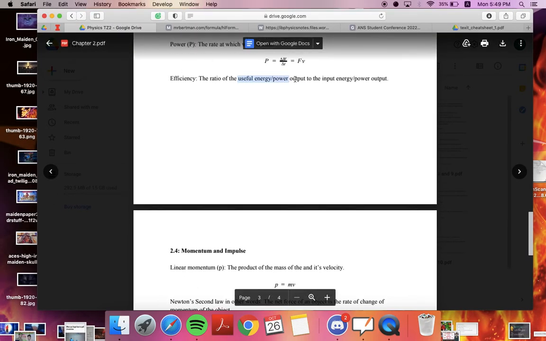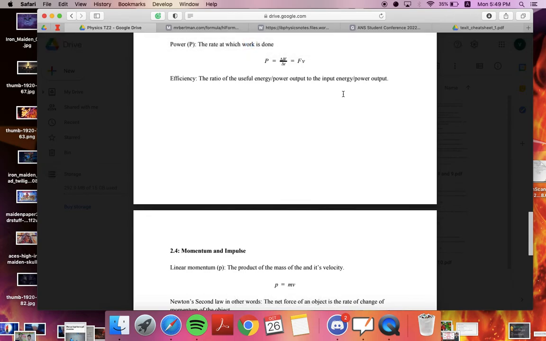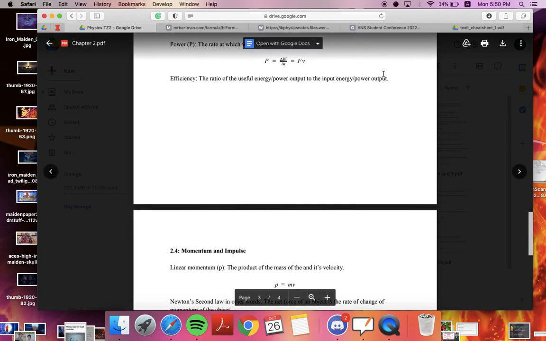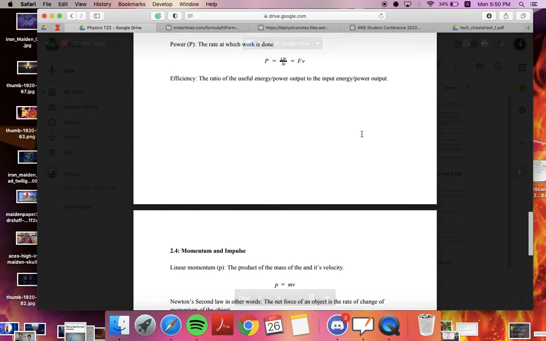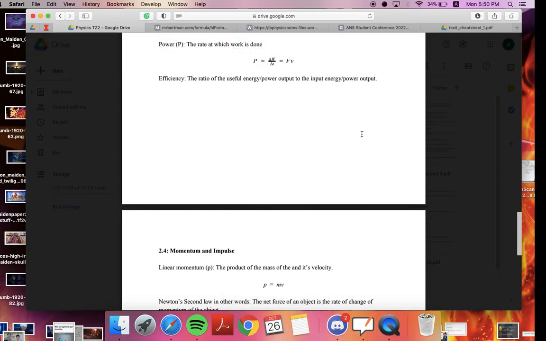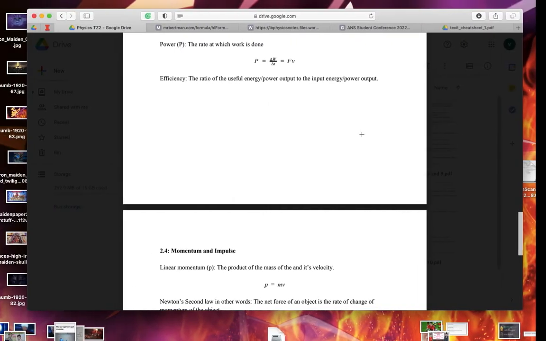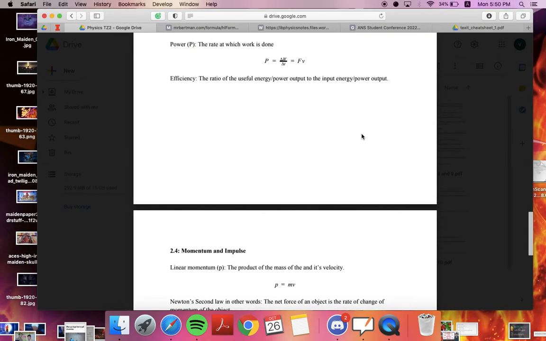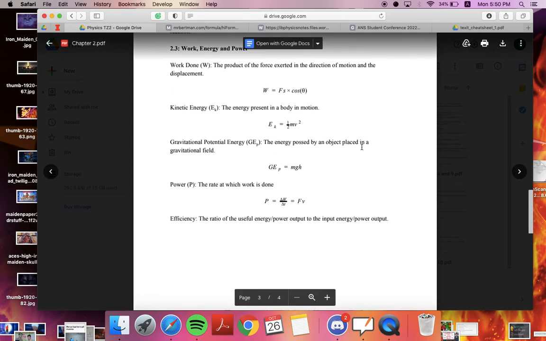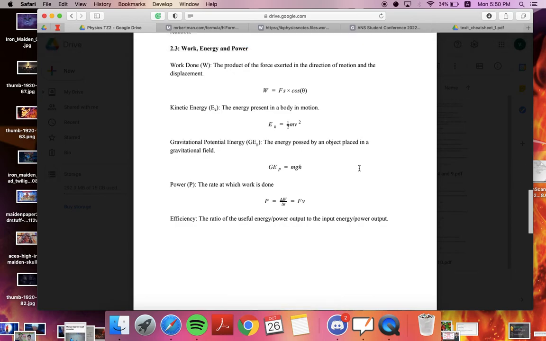Efficiency is just the ratio of useful energy or power output to the input energy or power. Oh, I meant to write input over here. That's input. So basically, if you want to calculate the efficiency of a system, you just do final energy over initial energy, or final power over initial power. And I believe that should be all for 2.3.